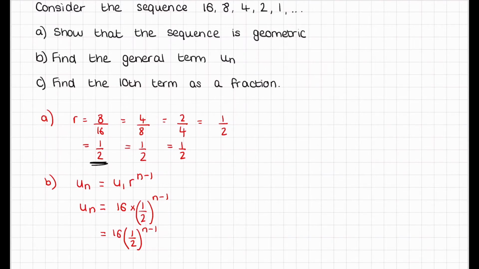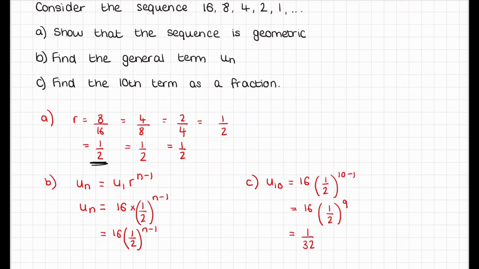Now C, we want to find the 10th term. So we're finding u10, which will equal 16 multiplied by a half to the power of 10 minus 1, which is 16 times a half to the power of 9. Put that in your calculator and you will get 1 over 32.